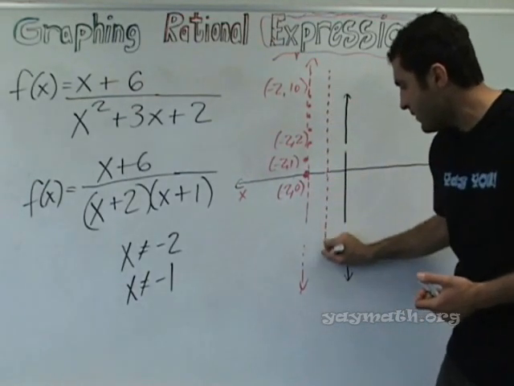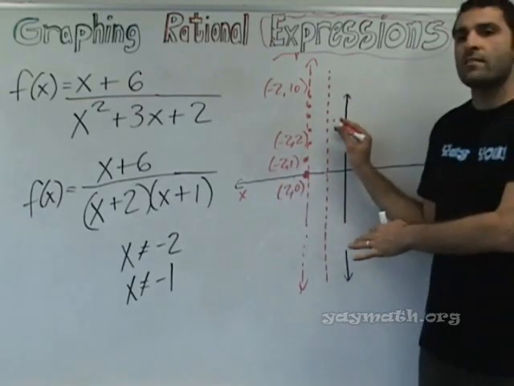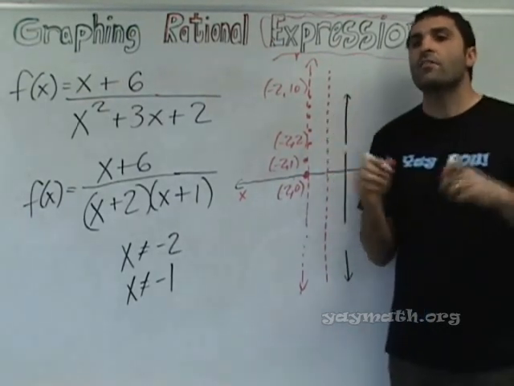Why are we graphing them? You graph them as dotted lines to show us. Very good question. These are invisible lines where we know that the graph can't touch.